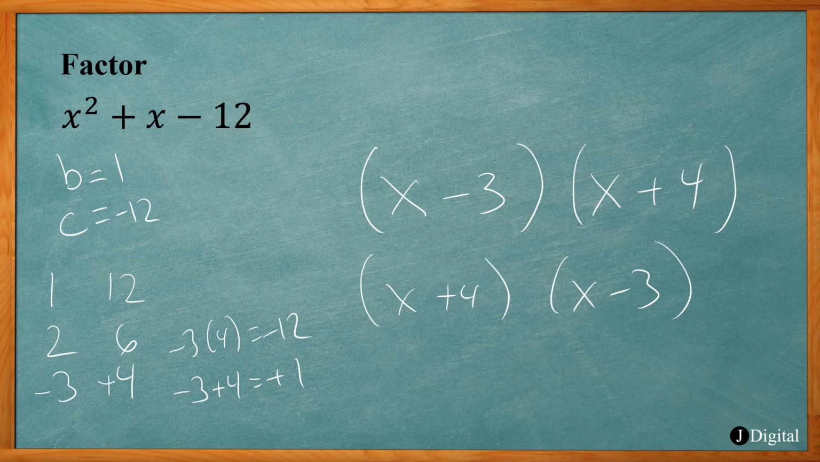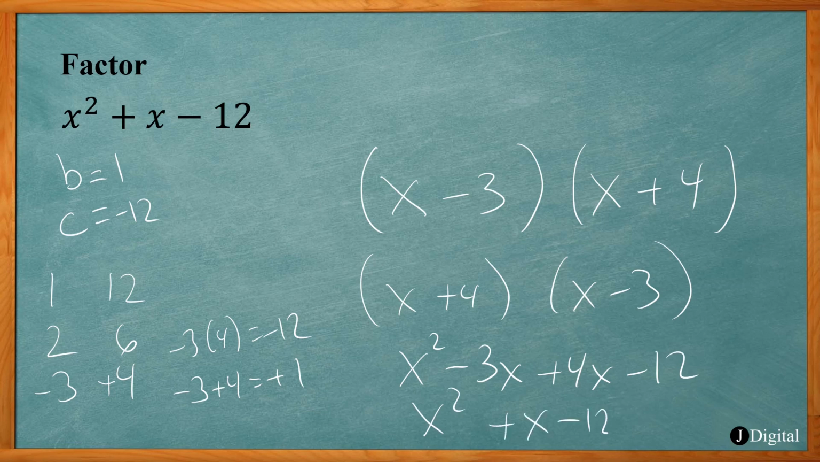Again, I can check my answer. X times x is x squared. X times negative 3 is negative 3x. 4 times x is 4x. And 4 times negative 3 is negative 12. So again, negative 3x plus 4x is positive 1x, and minus 12. So x squared plus 1x minus 12. Okay, so let's factor down to x plus 4 times x minus 3.